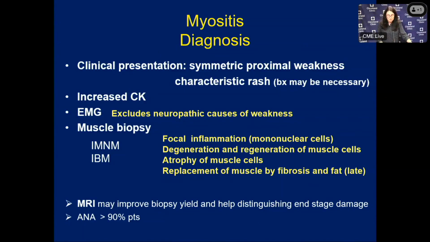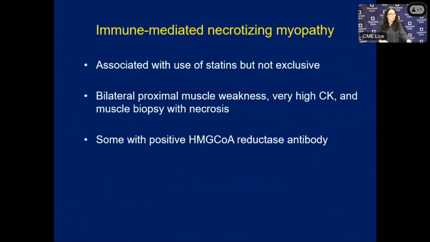ANA is present in the majority of patients. And again, just to give an example on how nonspecific this test can be. A word about immune-mediated necrotizing myopathy, an important subset of these diseases. Typically thought to be associated with use of statins, but is not exclusive. And even in patients with a positive HMG coenzyme A reductase antibody, the use of statin is not necessary. So a subset of patients may have a positive antibody, biopsy-proven immune-mediated necrotizing myopathy, and were not exposed to statins.